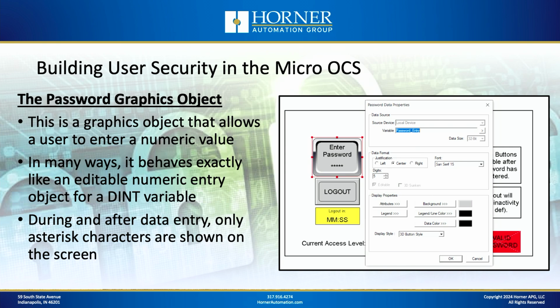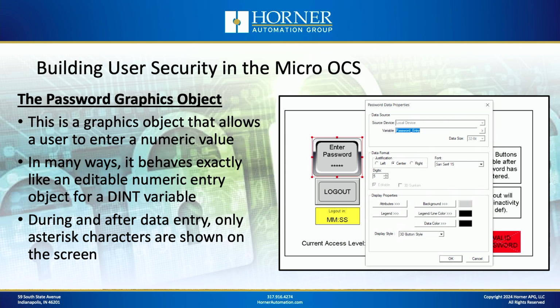What is it? Well, the password graphics object is basically another numeric entry object. What's special about it is that even though it behaves just like a regular editable numeric entry object assigned to a double integer variable, during and after data entry, only asterisk characters are shown on the screen. So in other words, while the password is being entered, there are only asterisks being shown on the screen. So if somebody is peeking over the shoulder of the operator, it's much more difficult for them to steal the password. So that's the password graphics object that we're going to use in our sample project to allow the operator to enter a password.